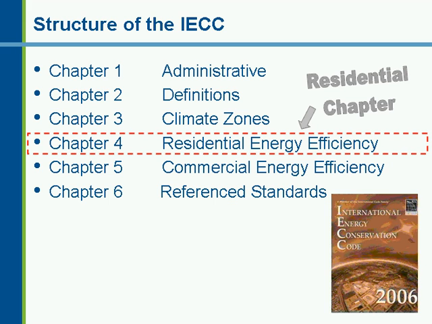The old 2003 code actually had more chapters and consisted of over 100 pages or so. And now the 2006, I believe it's down to 60 pages or less. And how is it structured?